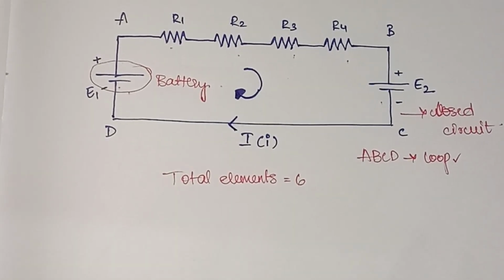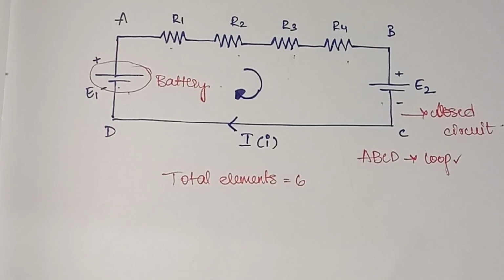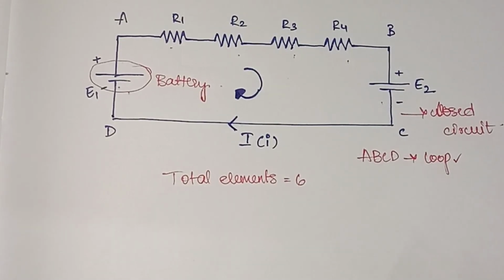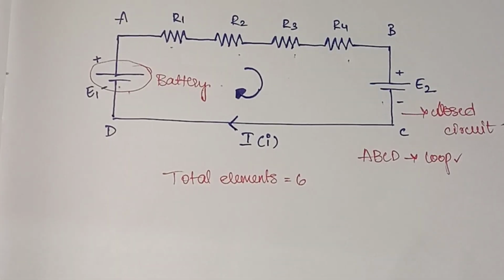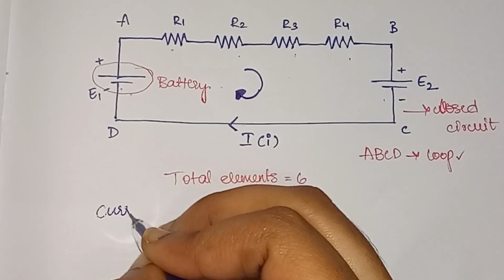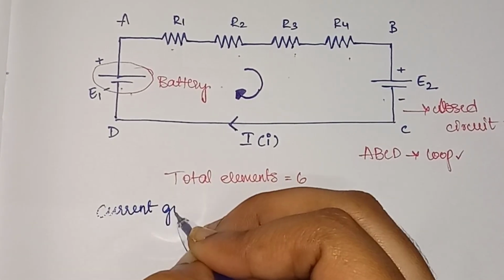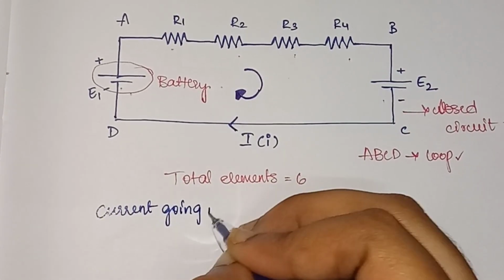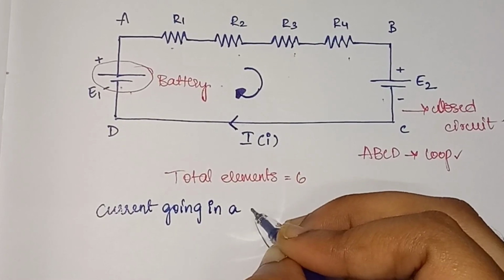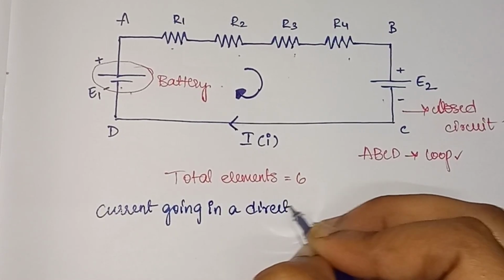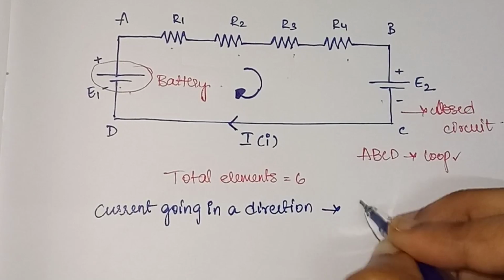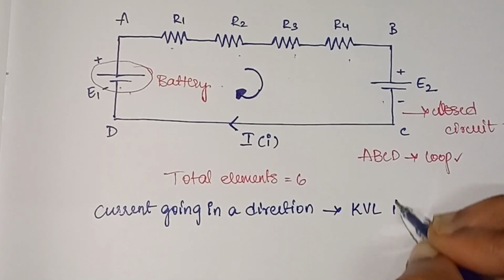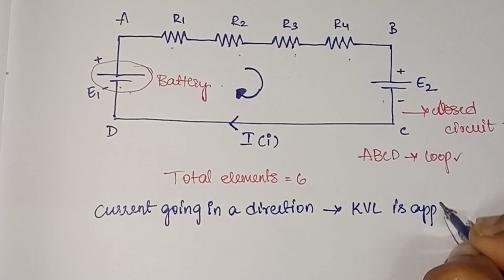Now we need to apply Kirchhoff's voltage law for this circuit. How will we apply Kirchhoff's voltage law? It can be applied in such a way that the direction in which the current flows, in that direction only we'll apply Kirchhoff's voltage law. See, current goes in a particular direction, and according to that only you need to apply Kirchhoff's voltage law. So KVL is applied in that sense.